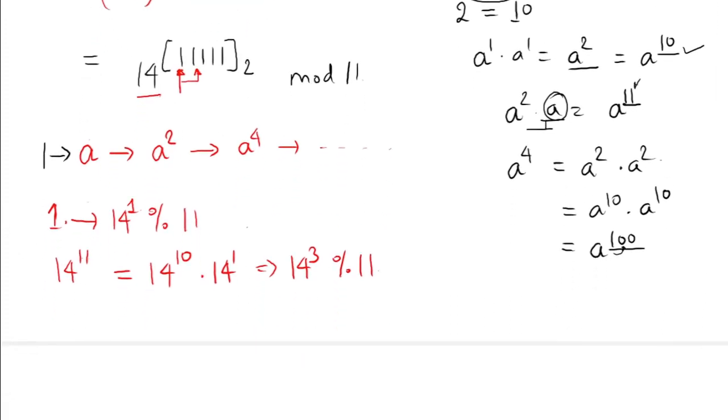And again 1 is encountered, it will become 14 cube. So this has to be squared, and then 14 has to be multiplied. So this will become 14 raised to 7 mod 11.